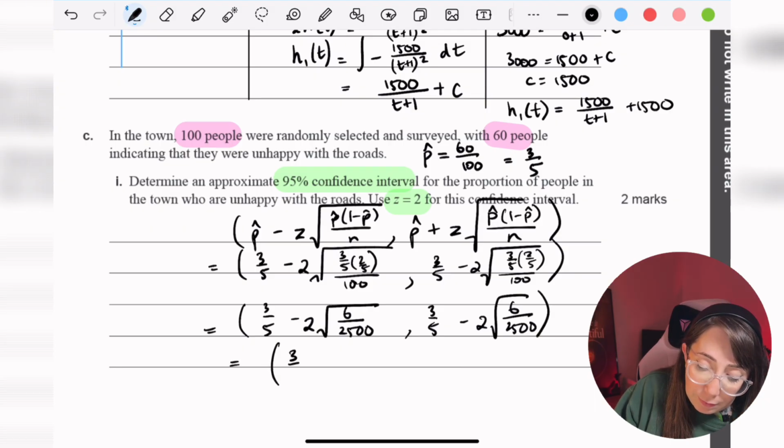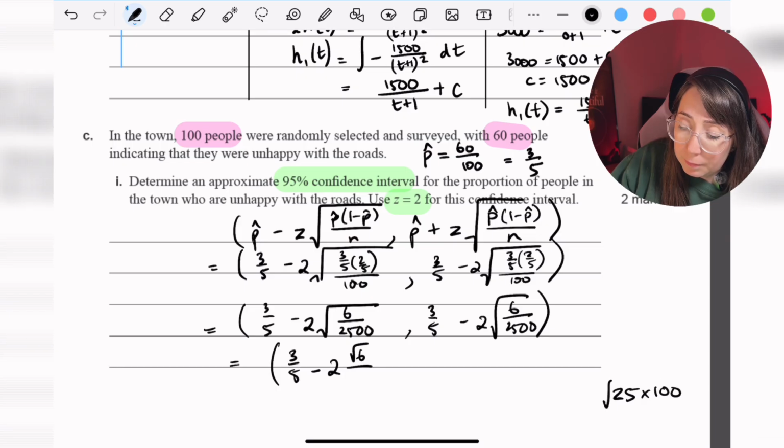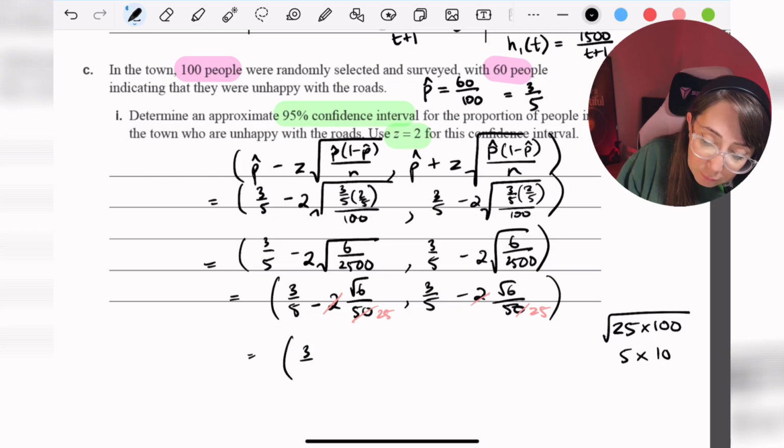Okay, so that's 3/5 minus. Now we've got to deal with the surd. We really can't do much with the 6. However, for the 2500, if you think about it, that's 25 times 100. The square root of 25 is 5, and the square root of 100 is 10. So that should be on 50. And we can go ahead and simplify that, so that'll just be 25 at the bottom. And you have your answer.